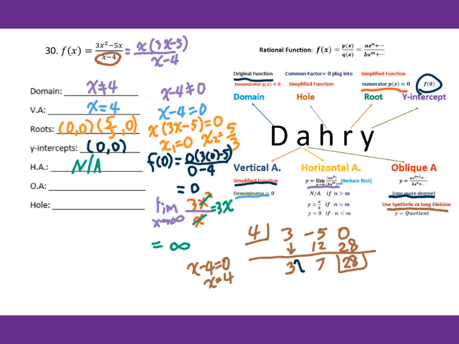Therefore, 3x plus 7. Y equals the quotient will be the oblique asymptote line. Therefore, y equals 3x plus 7. Hole keyword is common factor. No common factor for this rational function. Therefore, it's not available.